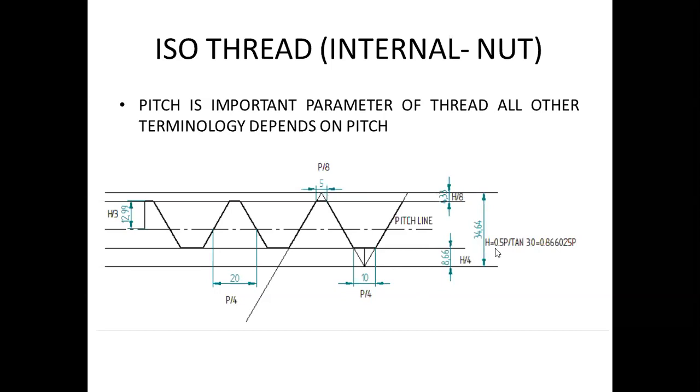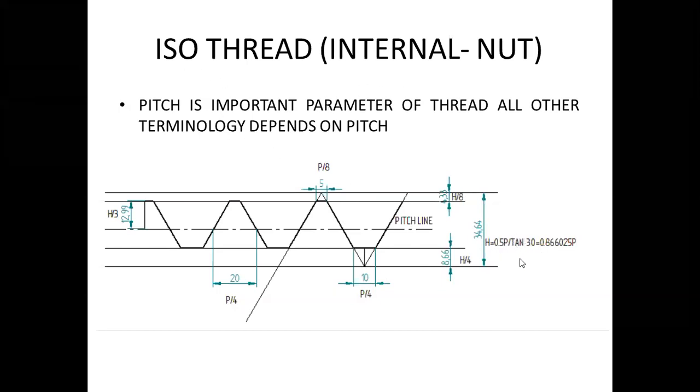For the ISO thread, H is equal to 0.5 P divided by tan 30, where 30 is the alpha angle. Alpha is half of the thread angle. In the ISO thread the angle is 60, and half of that angle you have to take. So 0.5 P divided by tan 30 gives H. H is the distance between root and crest, also referred to as the depth of the thread. You have to note down this formula and remember it: H is equal to 0.5 P divided by tan 30 in the case of the ISO thread.